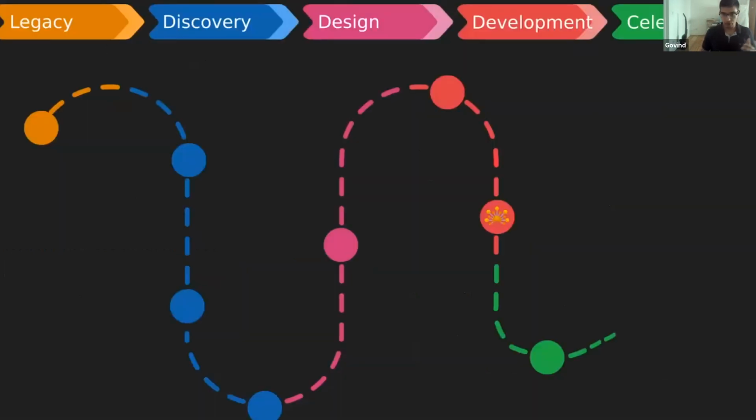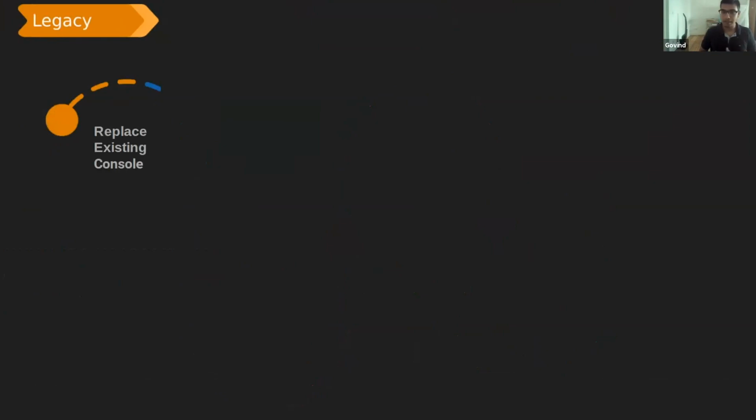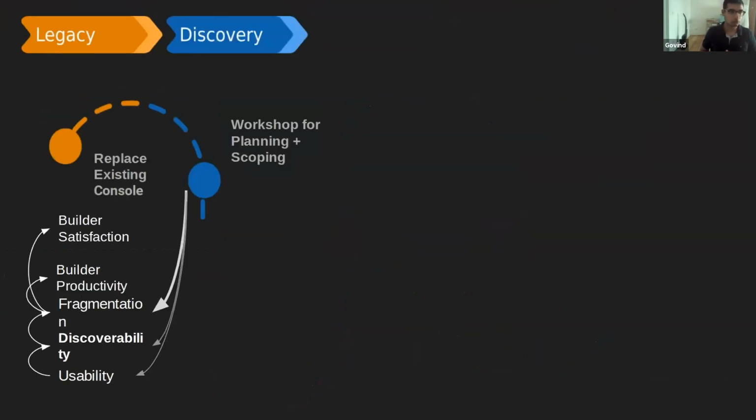So this is a little bit of the journey that I want to talk about over a few slides. I'll just describe the steps that we had and how we went about it. Initially we had an existing console that we decided to replace. After that, we did a workshop for planning and scoping. Using this workshop, we decided that we want to solve the problem of usability, discoverability, and reduce fragmentation. Through these points, we want to achieve the goal, which was builder satisfaction.